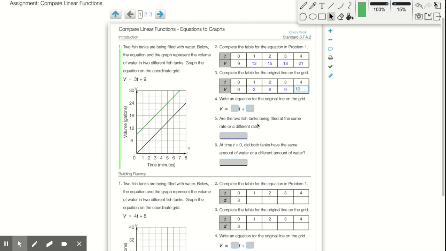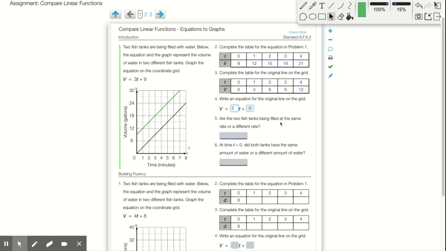But let's write an equation for this, okay? So it's not going to be a plus anything because it's both 0, 0. So I'm going to just put plus 0. But here, the rate, to go from 1 to 3, what do we multiply it by? We multiply it by 3. So 1 times 3, 2 times 3 is 6, 3 times 3 is 9, 4 times 3 is 12. So it's 3. That is the rate of change.